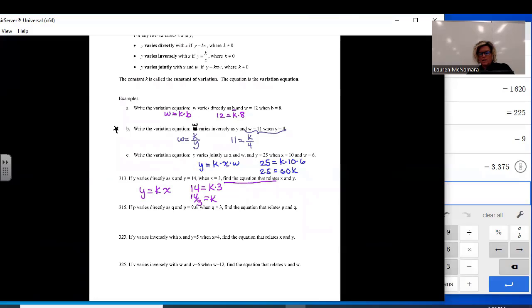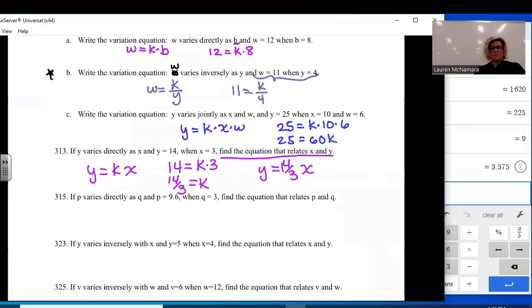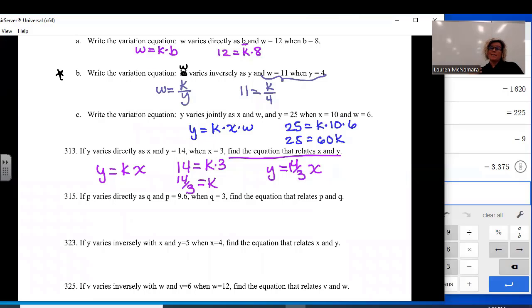Find the equation that relates X and Y. So Y equals 14 thirds X. So it's 14 thirds X. All I'm doing is just finding K and then plugging it into the equation. Next example.